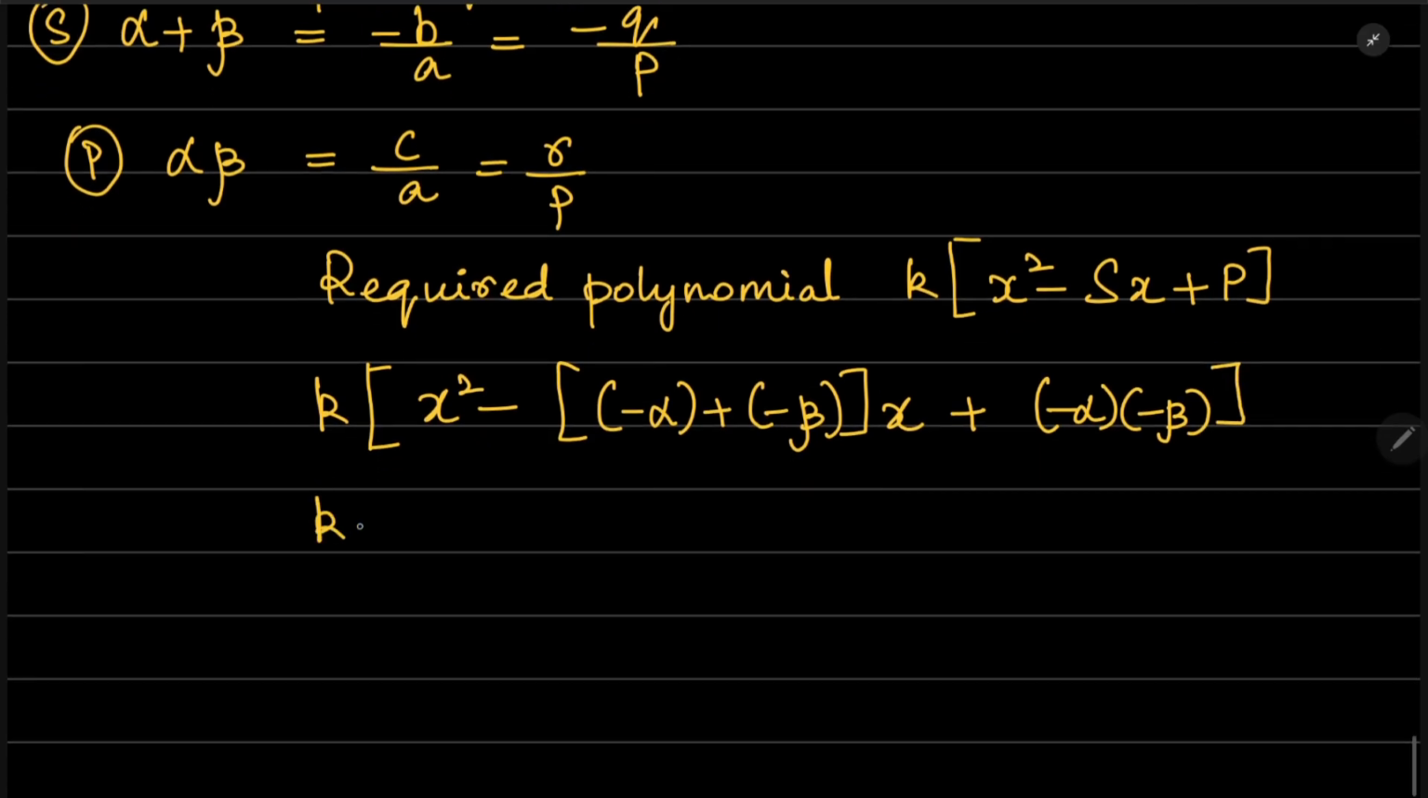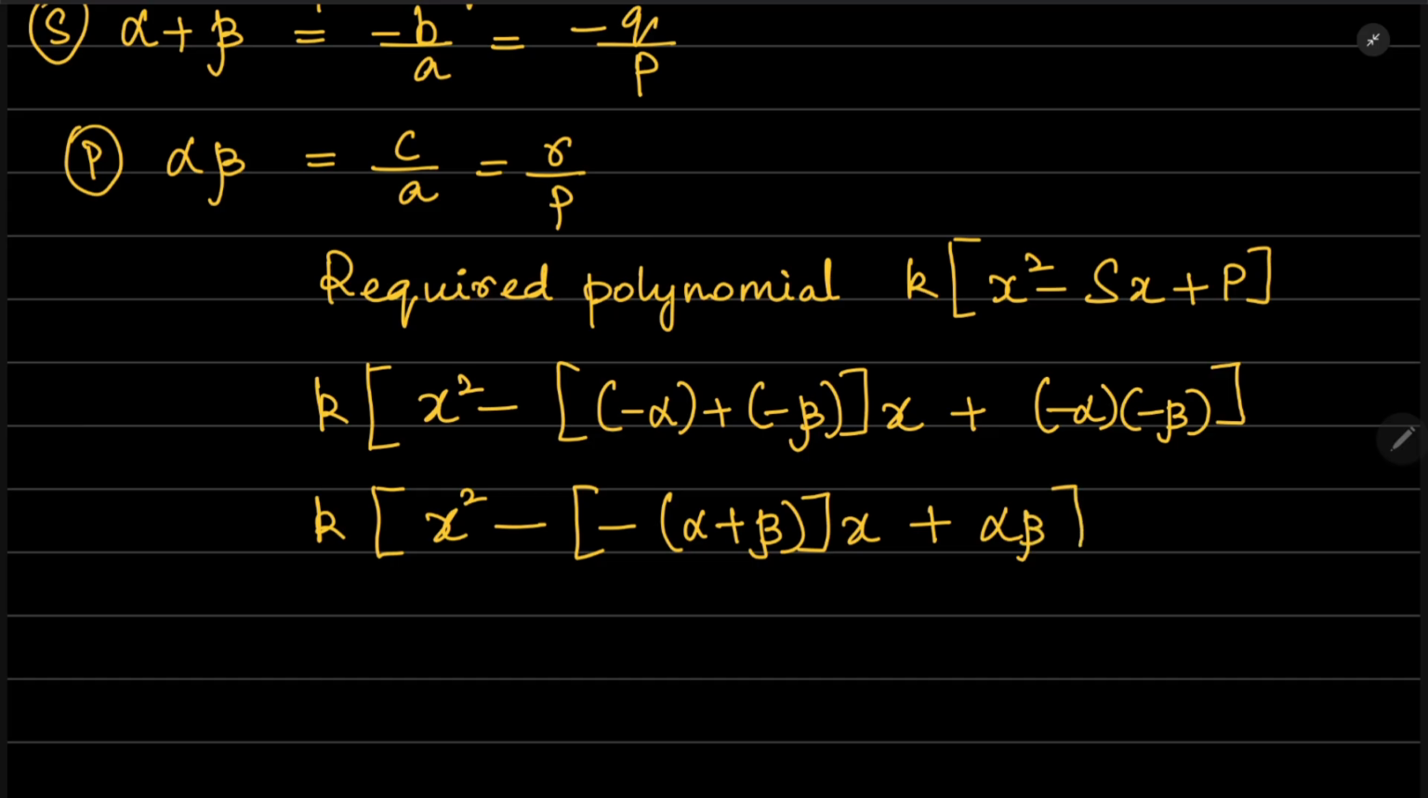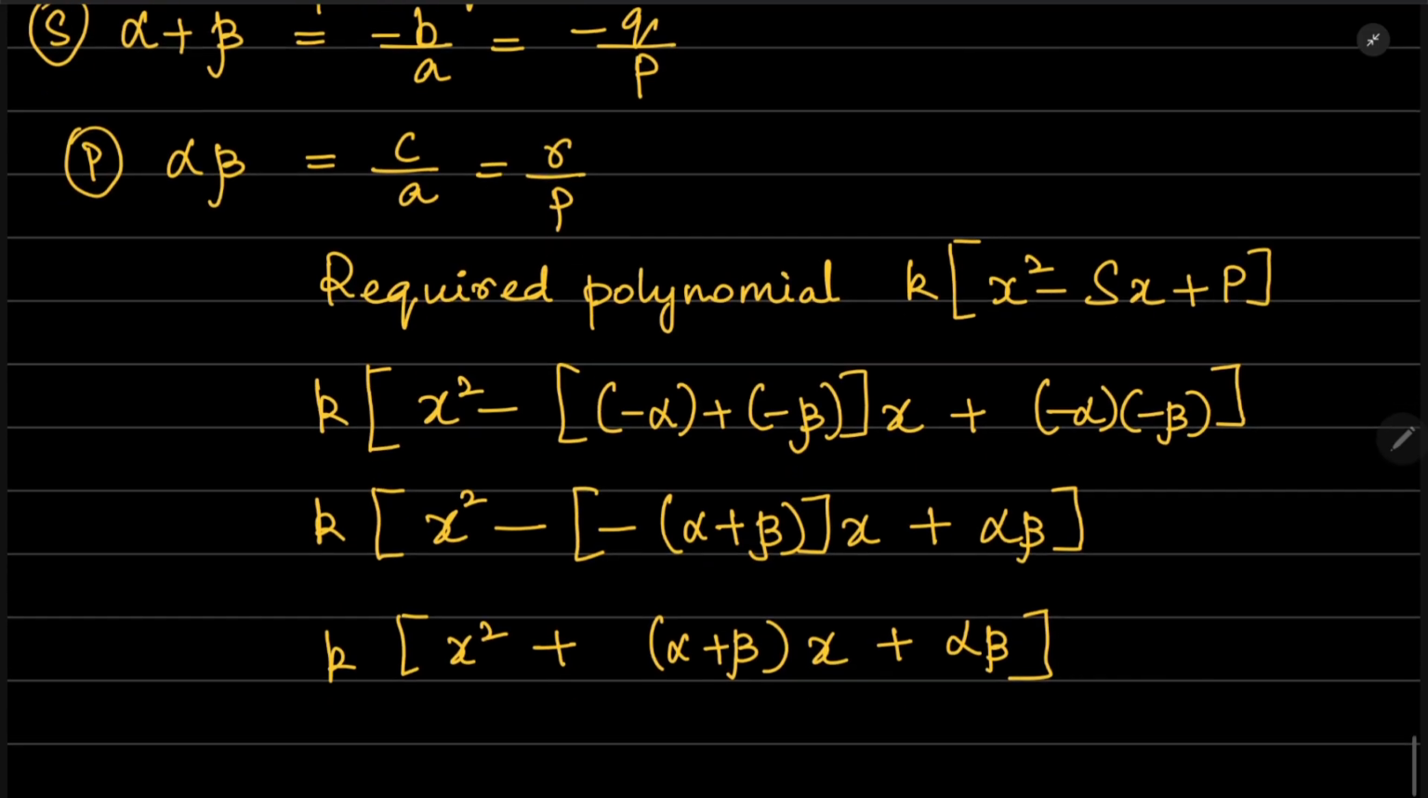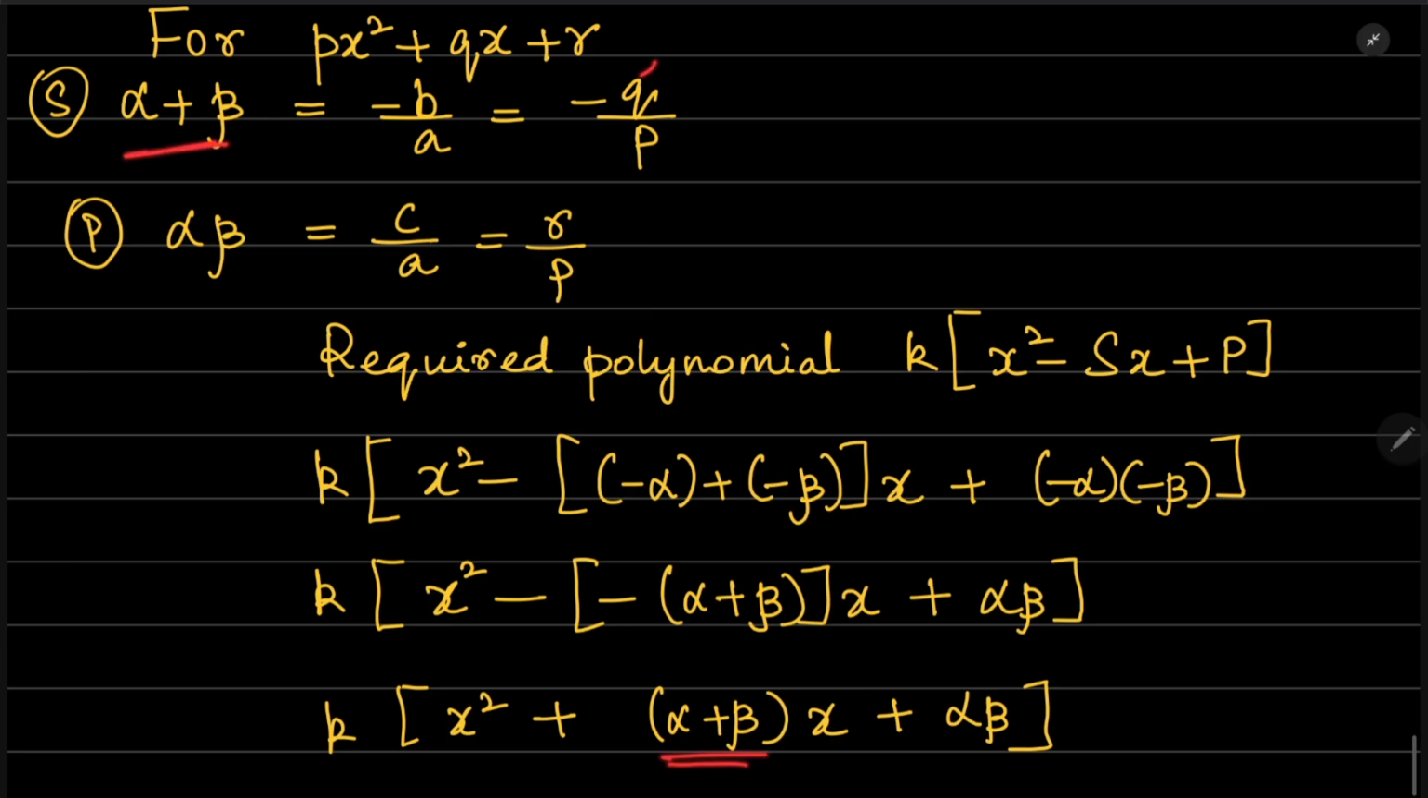Okay, so here it is k multiplied by x square minus, this is nothing but minus alpha minus beta. Take minus common out, you will have alpha plus beta multiplied by x. Minus into minus is plus, so plus alpha beta. So it is k multiplied by x square plus alpha plus beta into x plus alpha beta. We know the sum and the product, right? What is the alpha plus beta value? Minus q by p. Alpha beta value is r by p.